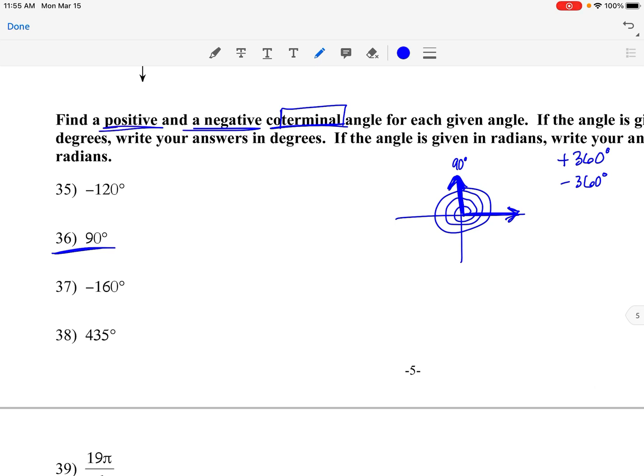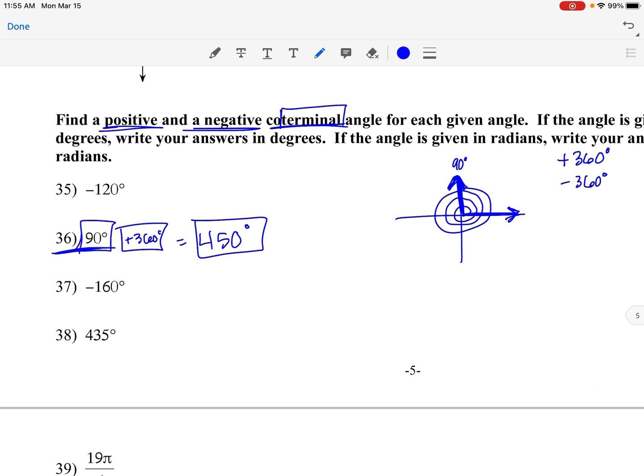So if I take 90 degrees, I'm going to add 360 and see where that ends up. That's obviously going to be positive plus 360, so that will give me 450. This is a positive answer, and I will end up in the same place as 90 degrees because I went 90 and then went a full circle around to end in the same place.